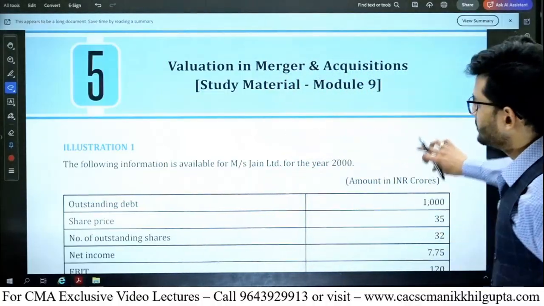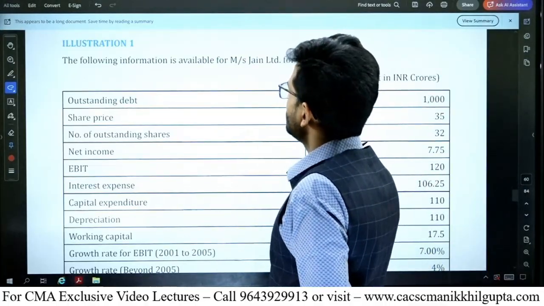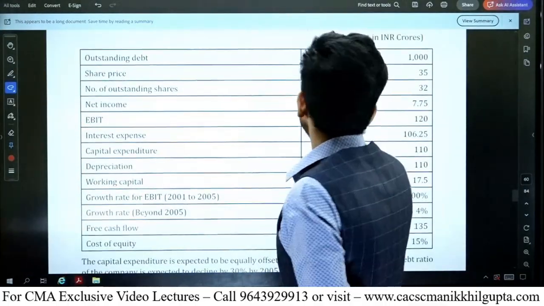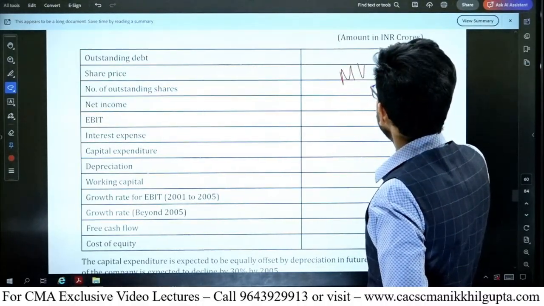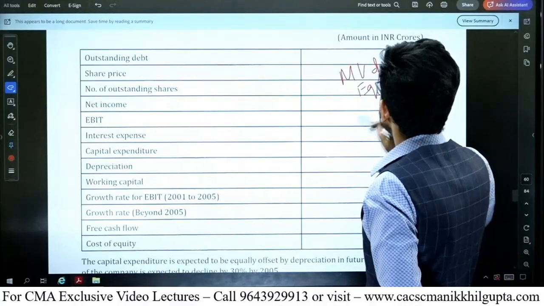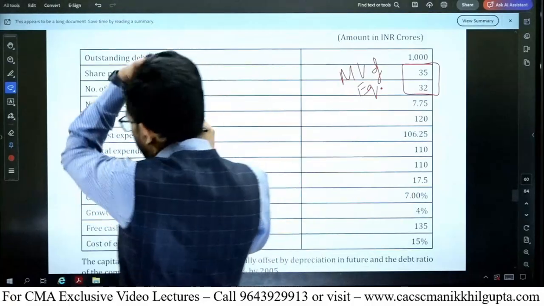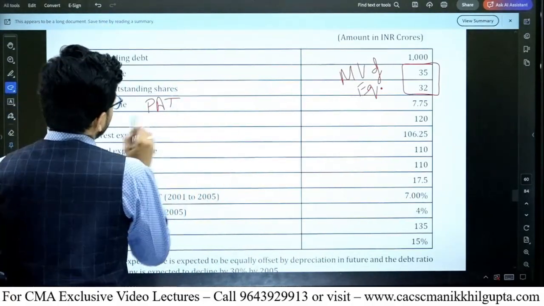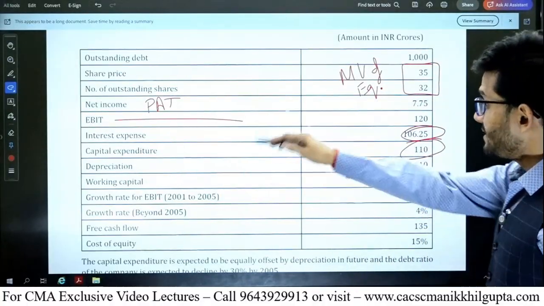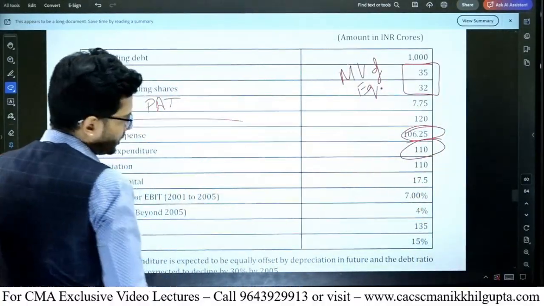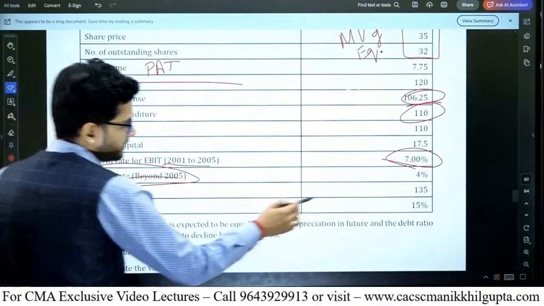Okay, illustration number 1. The following information is available for Mr. Jain for the year 2000. Outstanding debt is given to you. Share price, number of outstanding shares. If you multiply these two, then we will get the market value of equity. Then we have net income. We have EBIT. Okay, net income is given to us. Net income means profit after tax. And EBIT is also given to us, 120. Interest expense is given to us. Capital expenditure, depreciation, working capital, growth rate of EBIT for these years 7%, and growth rate beyond 2005 is 4%.